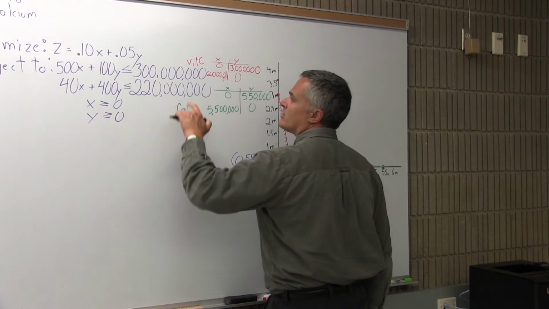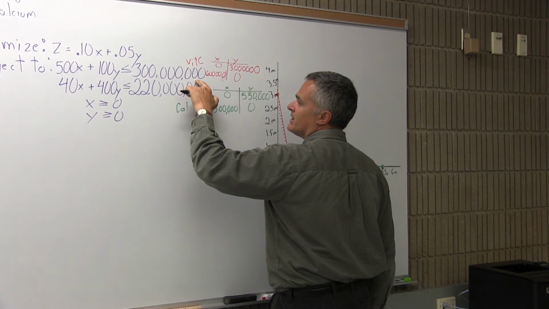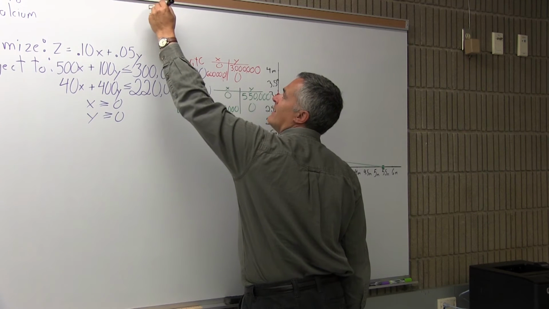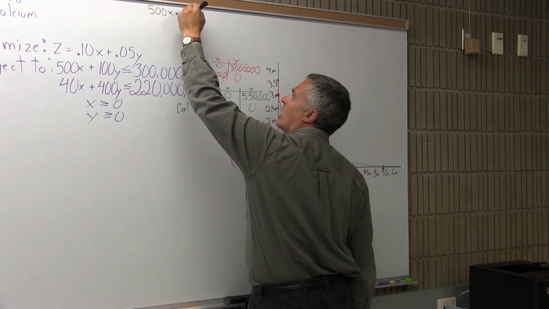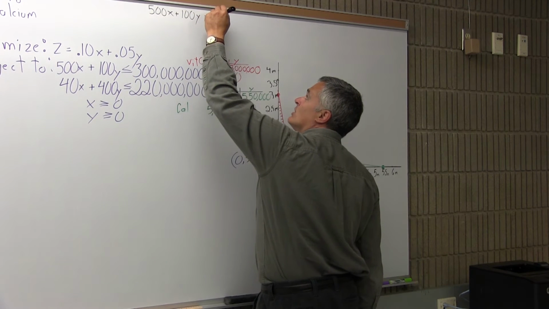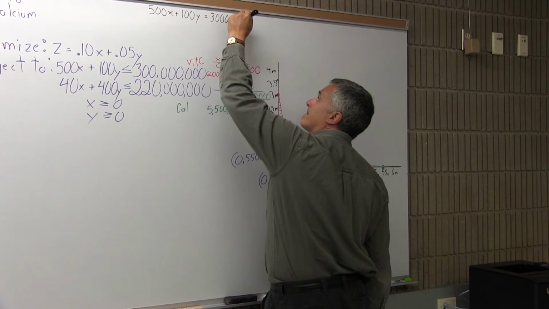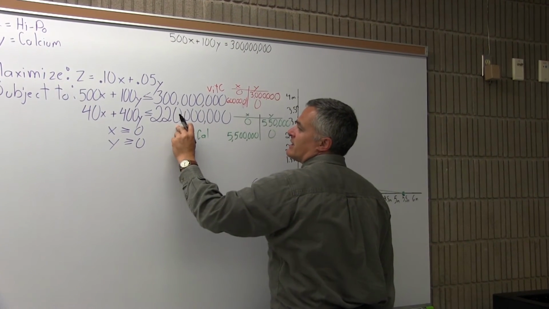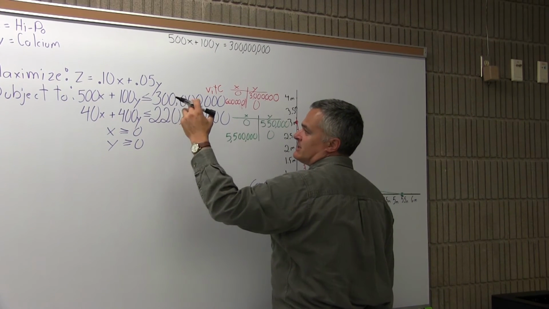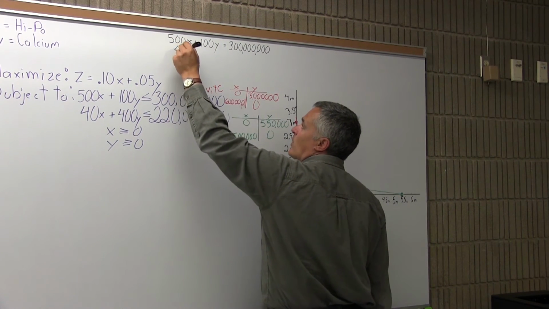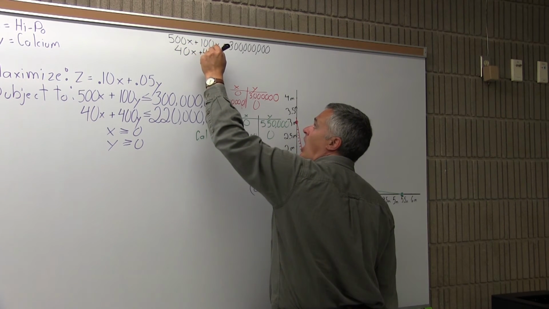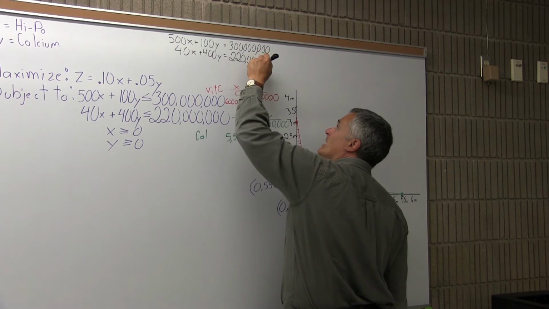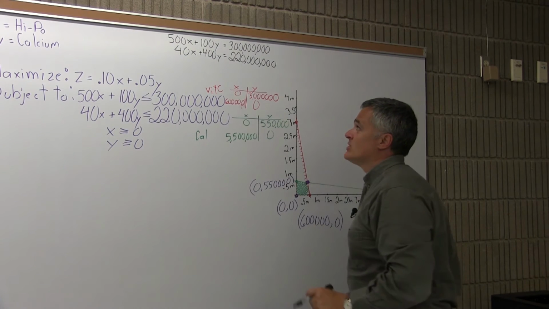So the first constraint for the vitamin C with the 300 million, I'm going to write that as an equation, and it will be the equation 500x plus 100y equals 300 million. And the second constraint for the calcium with the 220 million will be written as an equation 40x plus 400y equals 220 million. Some big giant numbers.